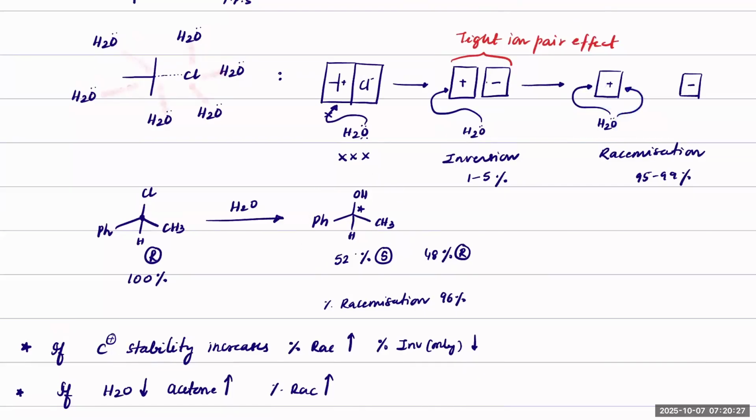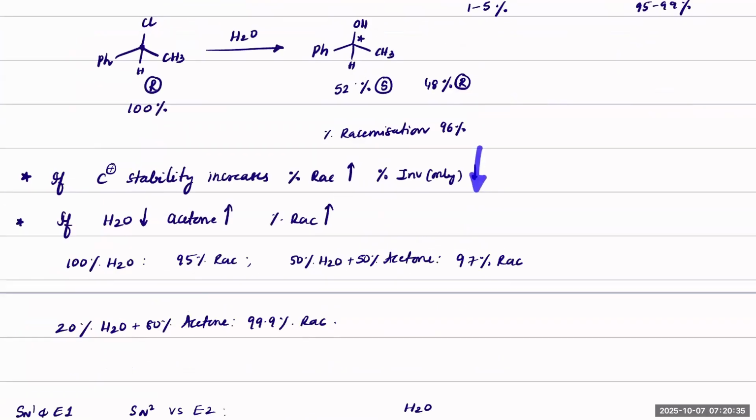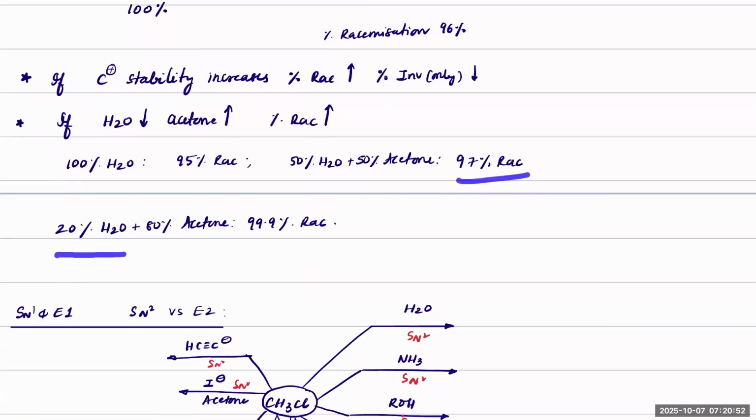So if carbocation stability increases, racemization percentage increases and inversion percentage decreases. Now notice if the water quantity is decreased and acetone quantity is increased, racemization will increase. So 100% water, 95% racemization. 50% water, 50% ethanol, 97% racemization. If 20% water, 80% ethanol, acetone, 99.9% racemization will take place.